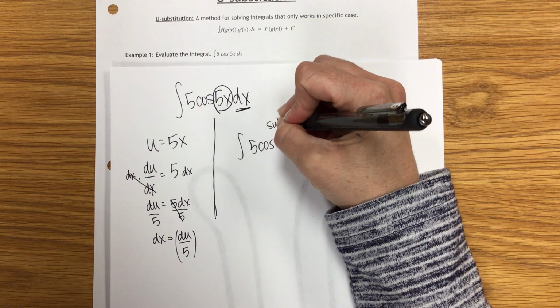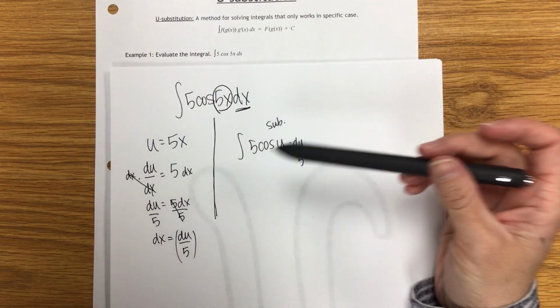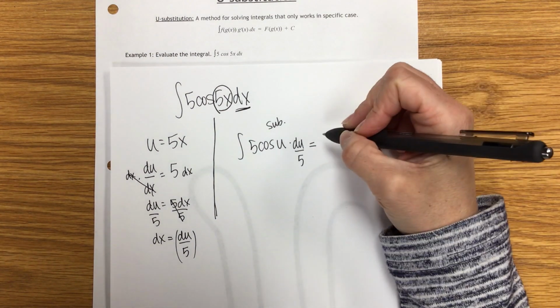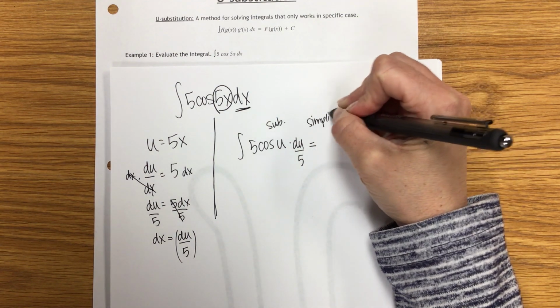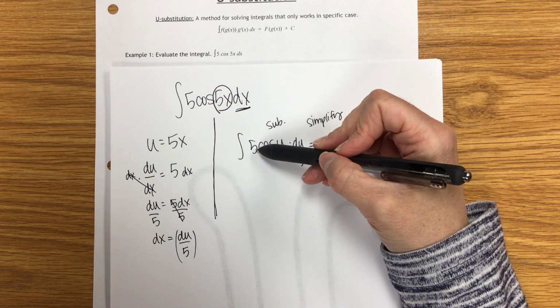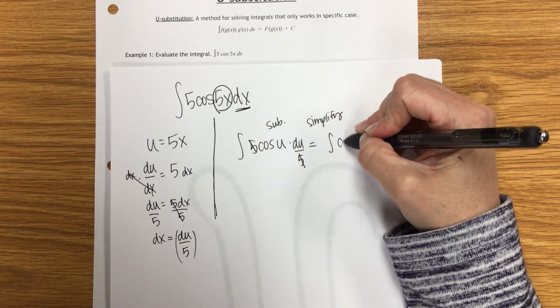So the first step was to substitute, and I substituted out the 5x and I substituted out the dx. The second step is to simplify. Here I ended up with a 5 on top and a 5 on the bottom, so those can cancel out. So I ended up with cosine of u du.